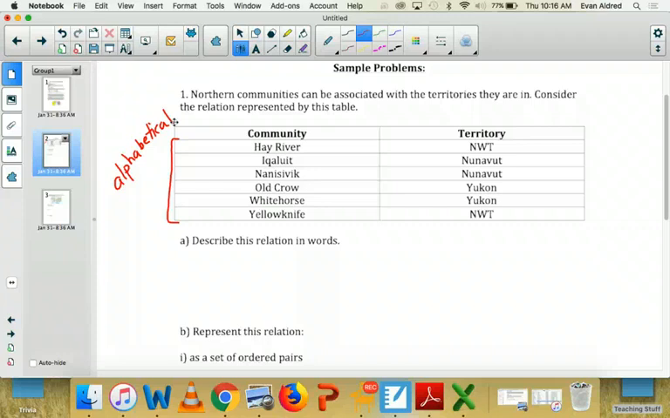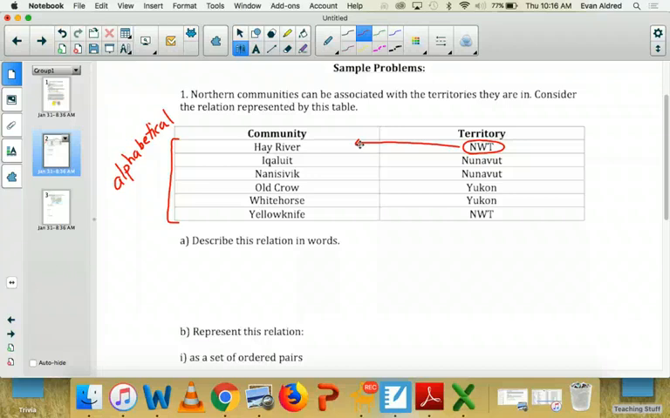The right-hand column doesn't. So the right-hand column, each element found in this set, for example, the first Northwest Territories, is related to the element from the other set that's in the same row. So it may not necessarily be in alphabetical order, and in this case it's not. We have Northwest Territories, then 2 Nunavuts, 2 Yukons, and then back to Northwest Territories.